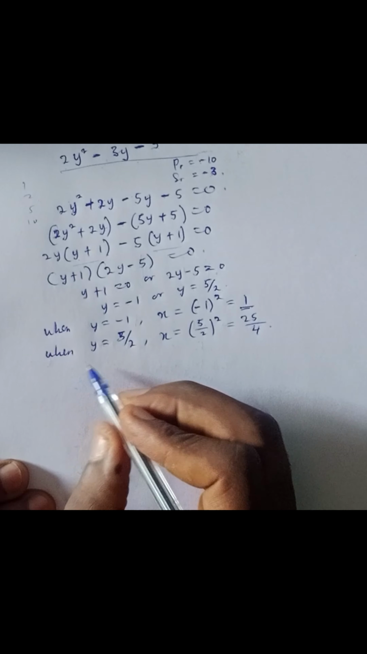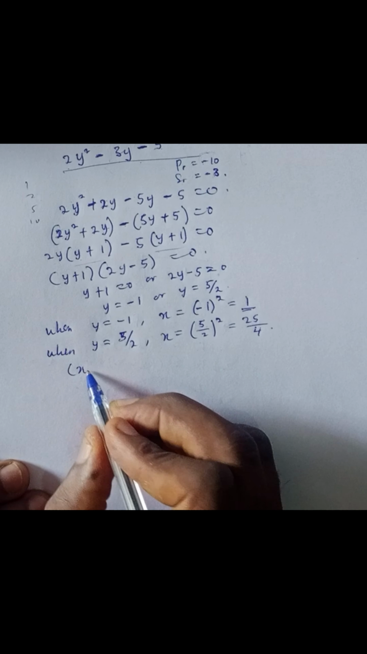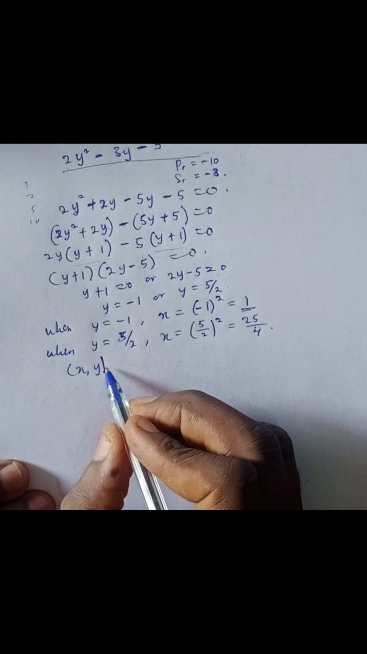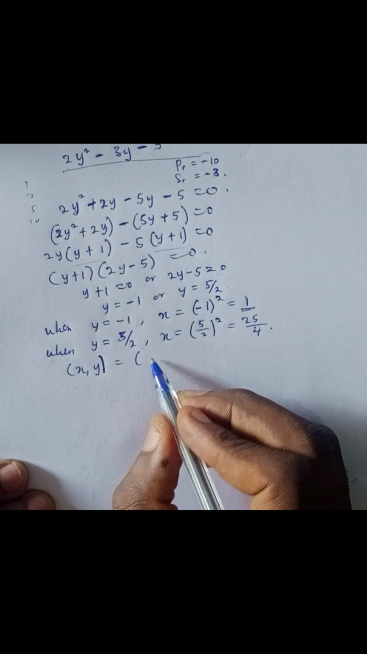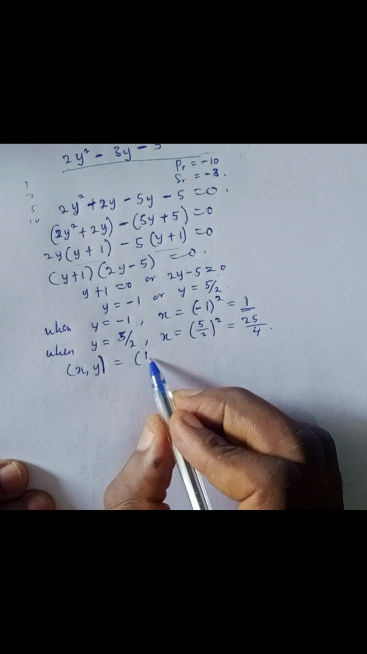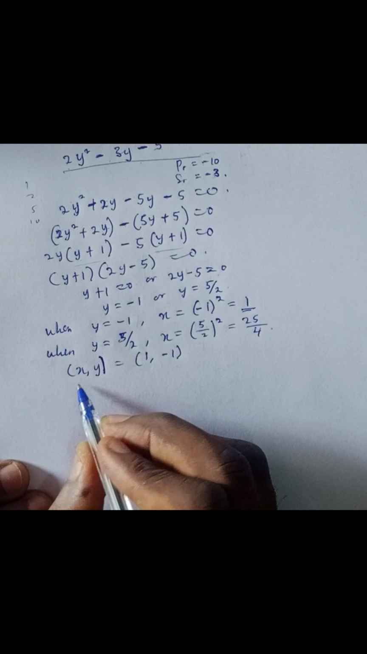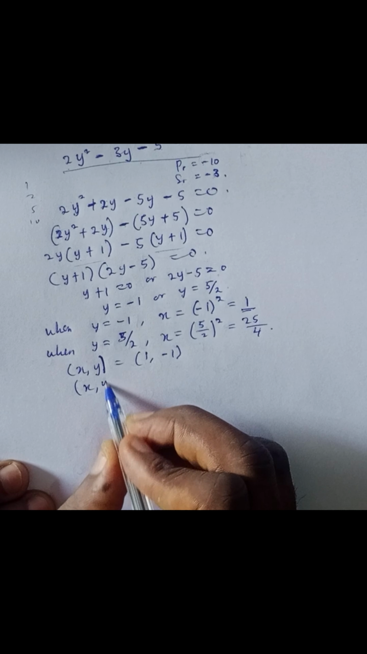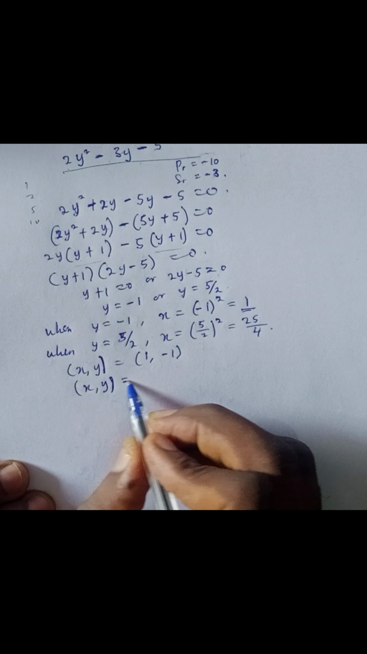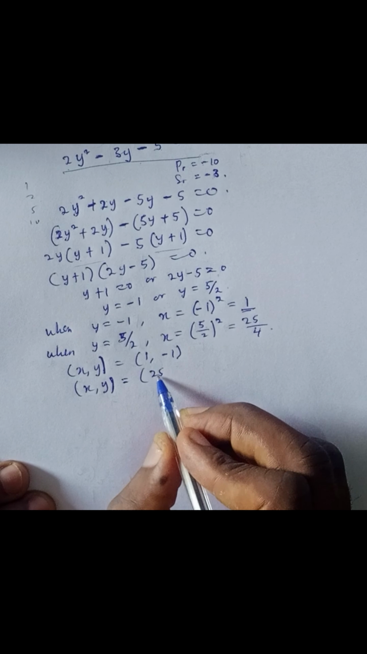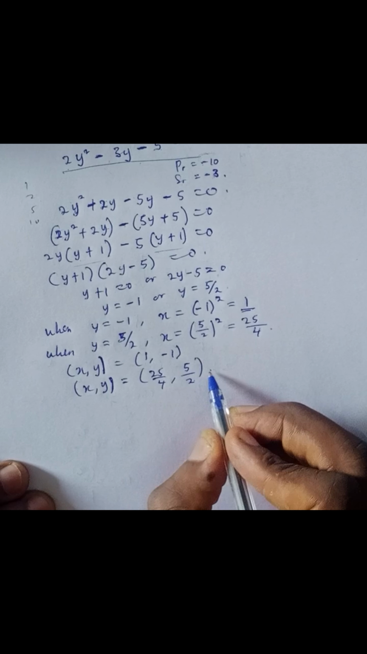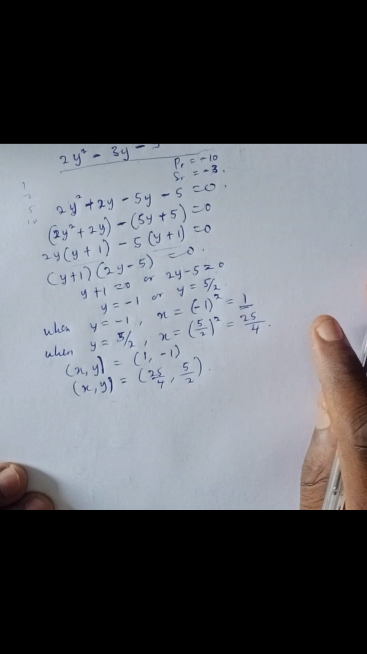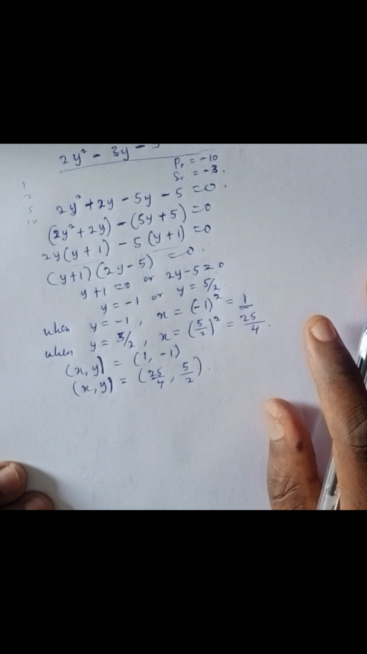Okay, so the values of x and y, so our x comma y, we can say the first value here is 1 comma minus 1, while the second value of x and y will be 25 over 4 comma 5 over 2. So these are the solutions to the problem.